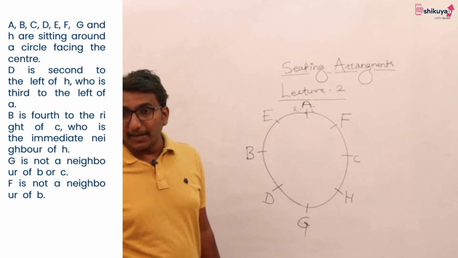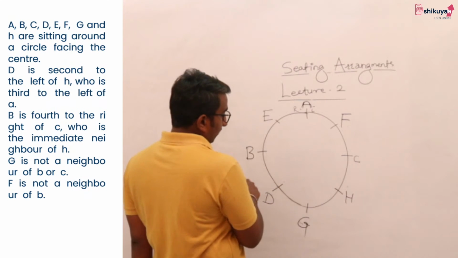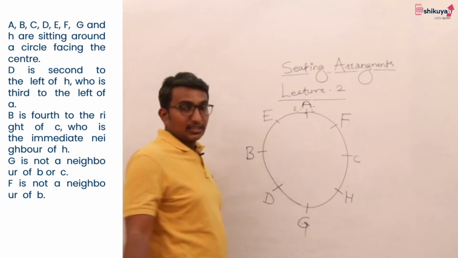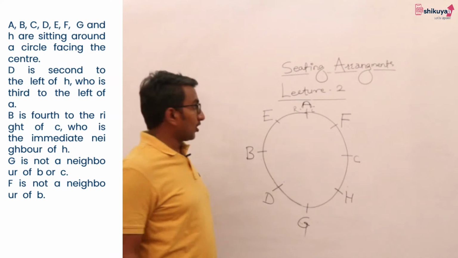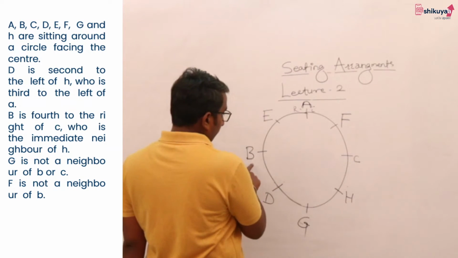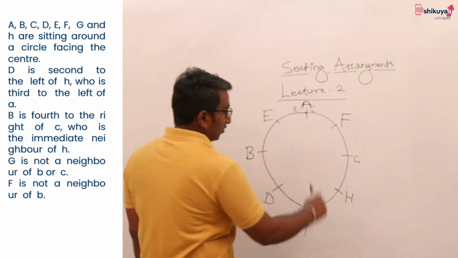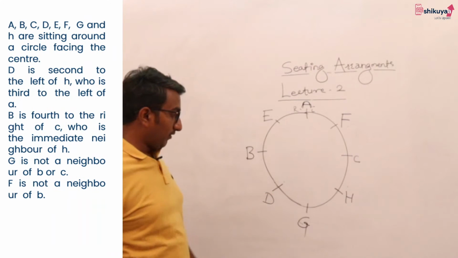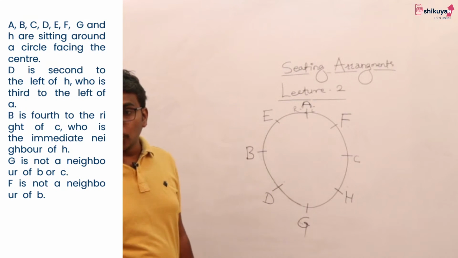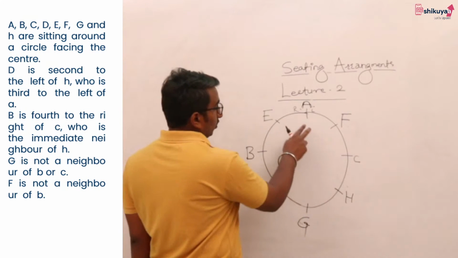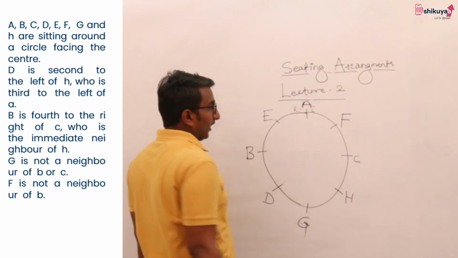Who is the immediate neighbor of H? C is the immediate neighbor of H, so it is there. Next, G is not a neighbor of B or C. So G should not be here, here, or here. So there is only one position left for G, that is this one. And the next is F is not a neighbor of B. So F should not come over here and over here. So here A will come.